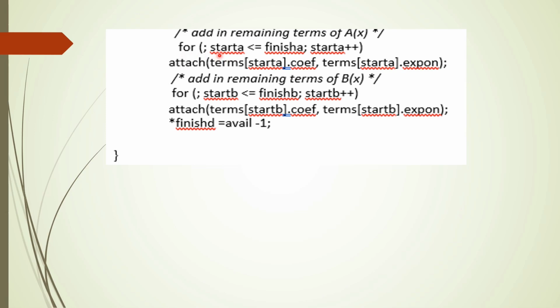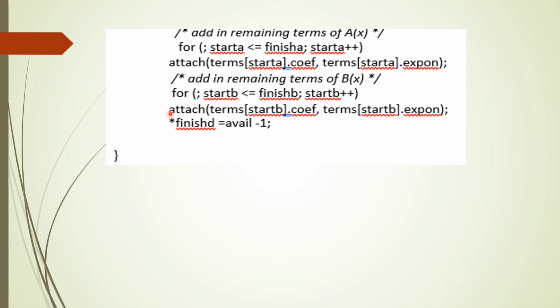So if start A is less than or equal to finish A, it means you have terms in the first polynomial. If that is the case, you have to attach all the terms of the first polynomial to the resultant polynomial. Anyhow, the terms from the second polynomial are already exhausted. If this is not true, it means there are no terms in the first polynomial, so it will check the terms of the second polynomial. If there are no terms in the first polynomial and still you have some terms in the second polynomial, then you have to attach the remaining terms of the second polynomial to the resultant polynomial.